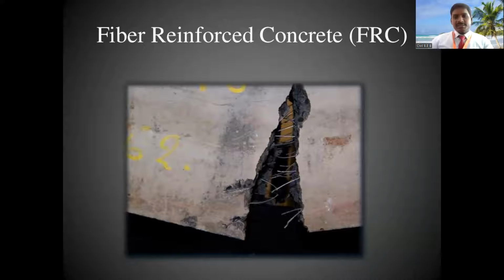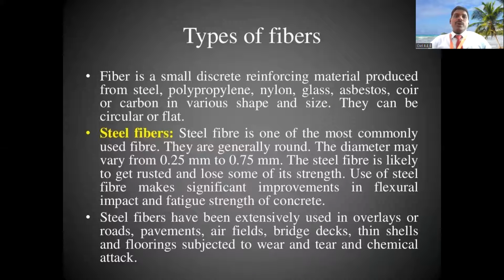You can see the sketch here. Some fibers, like steel, we are using, and those fibers can take the tensile load. Generally concrete is weak in tension, and we are using these particular types of fibers so that we can give shape to the concrete the way we want. So this is FRC. Now we will see in detail the various types of fibers which we can use in concrete.